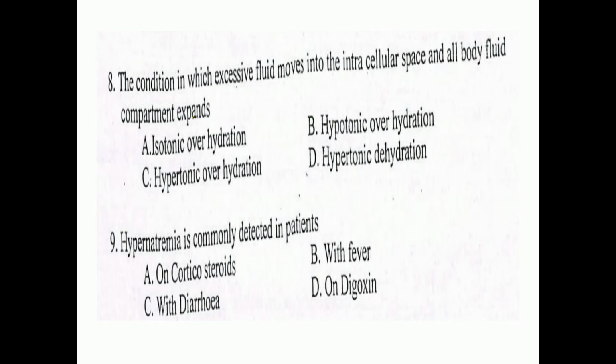Question number 8. The condition in which excessive fluid moves into the intracellular space and all body fluid compartments expand. So the condition is called, options: isotonic overhydration, hypotonic overhydration, hypertonic overhydration, hypertonic dehydration. The correct answer is option B, that is hypotonic overhydration.